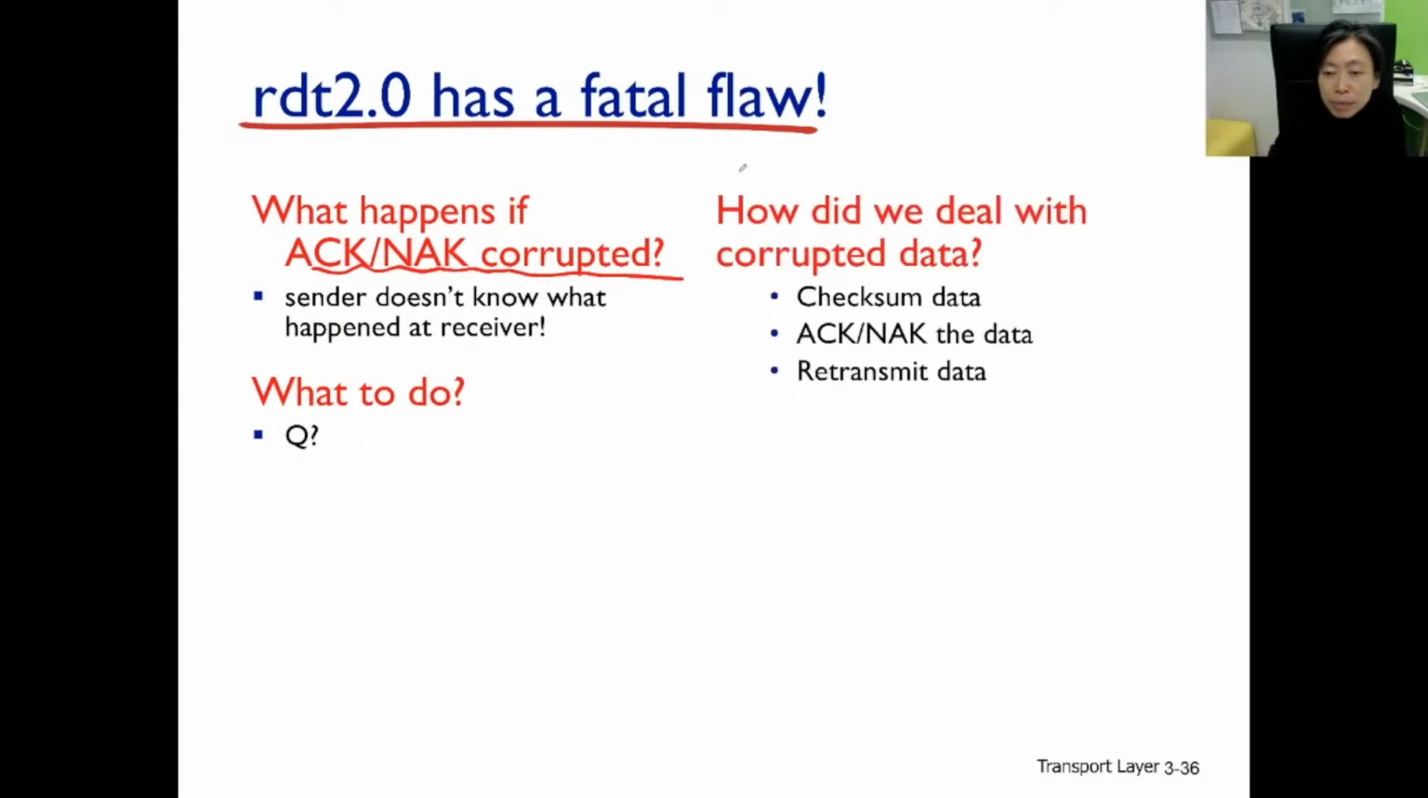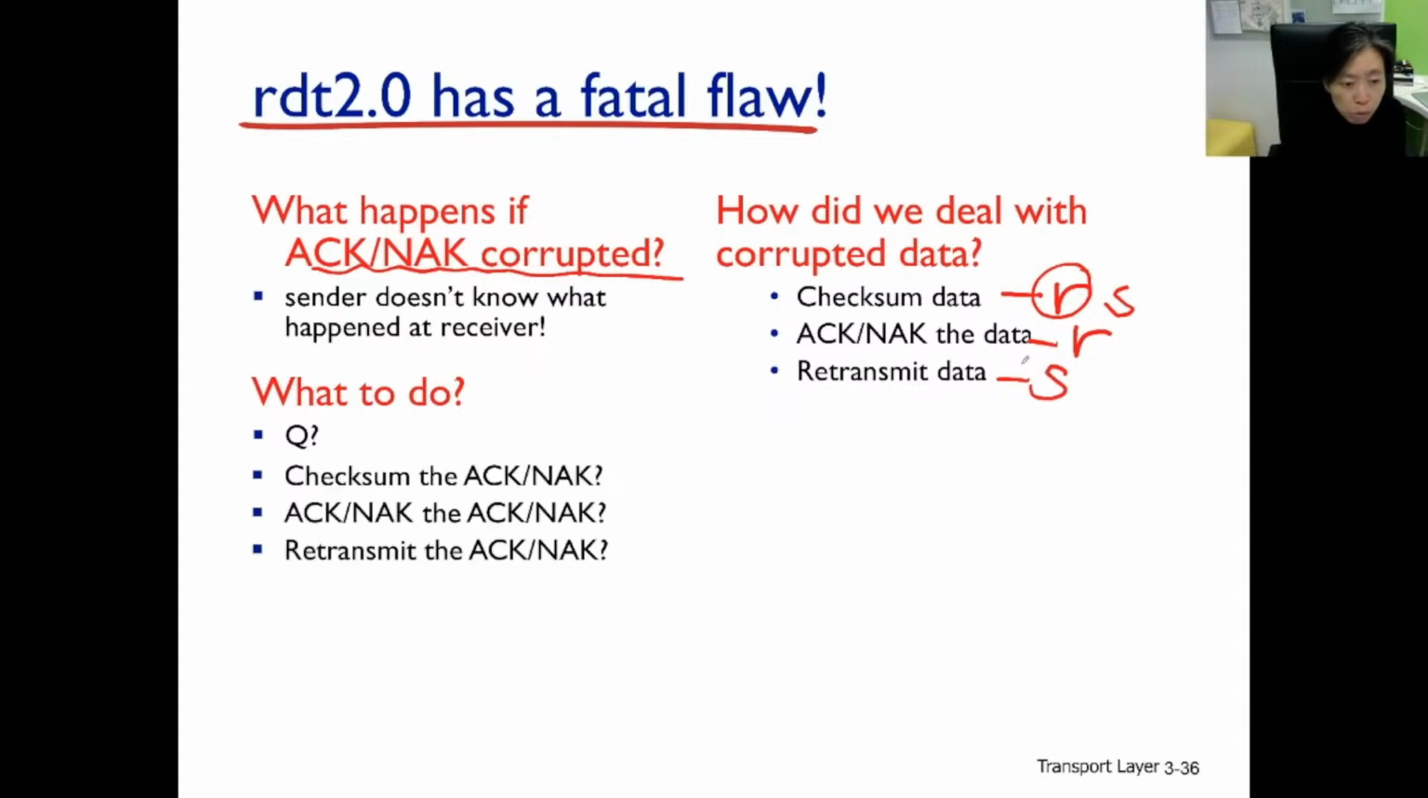Yeah. So how did we deal with the corrupted data? We do the checksum, right? Actually, we do the checksum at the sender, adding that into the packet, and the receiver checks it again. Now, if it's not a match, we send NAK. If it's a match, we send ACK. So this is receiver side action. And therefore, at the sender side, we could retransmit data. So perhaps we will do this, right? So ACK, NAK corrupted. There's potential.